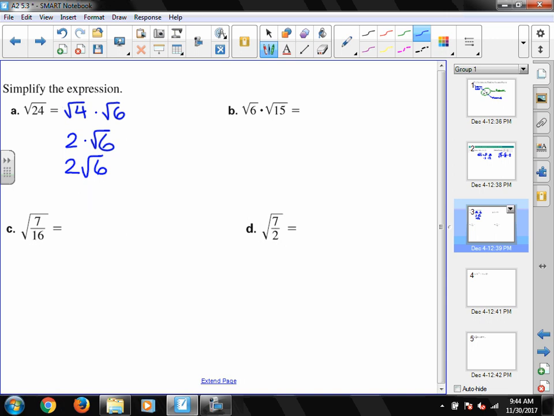Now, for B, we're going to use our product property in reverse to make it a little easier for us. So we're going to take the square root of 6 times the square root of 15. 6 times 15 gives me the square root of 90. Now what I'm going to do is reuse that product property, and find a perfect square within 90. Well, 3 squared is 9, so I'm going to take the square root of 9 times the square root of 10, which the square root of 9 breaks down into 3 square root of 10.